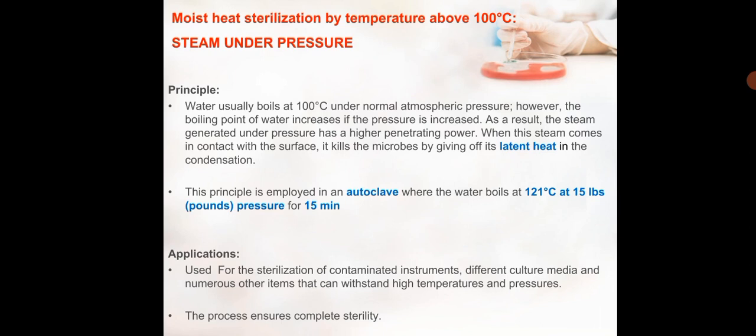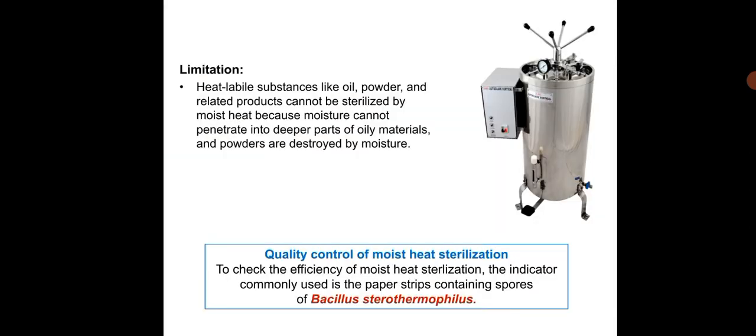The steam under pressure is used for the sterilization of contaminated instruments, different culture media, and numerous other items that can withstand high temperatures and pressures. The process ensures complete sterility. But heat-labile substances like oil, powder, and related products cannot be sterilized by moist heat because moisture cannot penetrate into deeper parts of oily materials, and powders are destroyed by moisture. To check the efficiency of moist heat sterilization, the indicator commonly used is paper strips containing spores of Bacillus stearothermophilus.